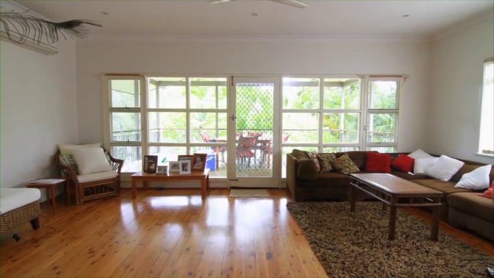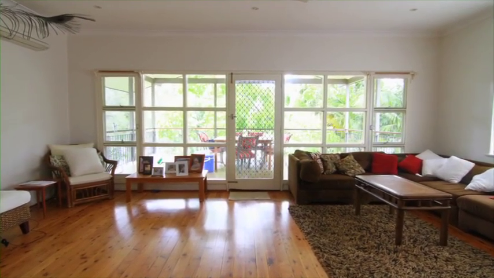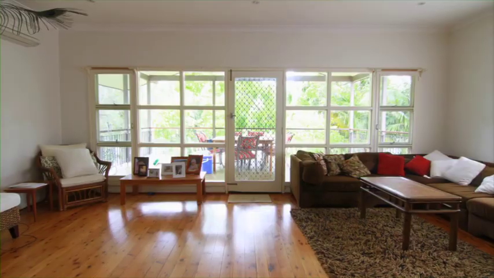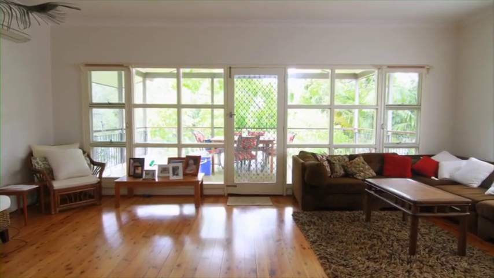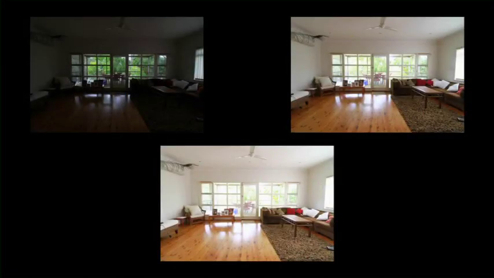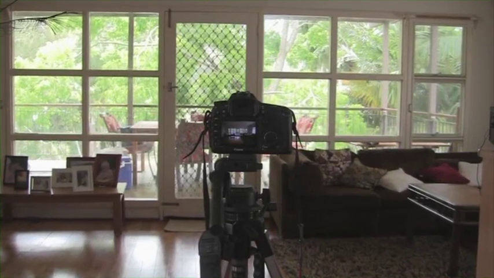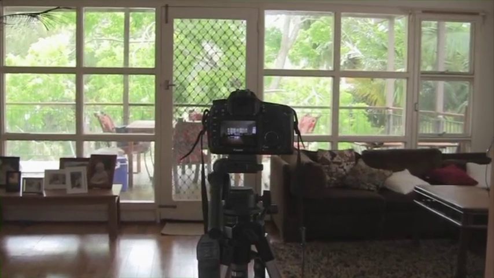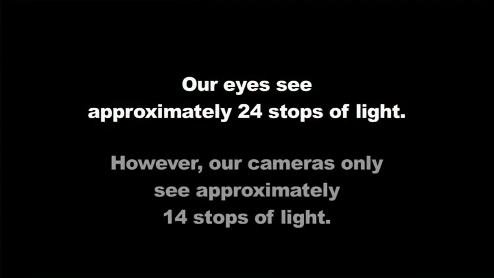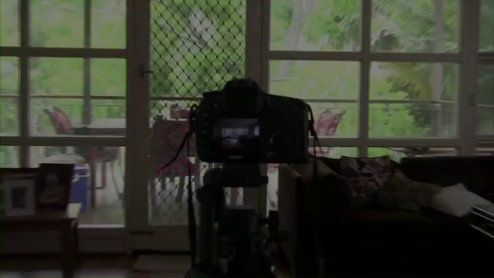This is a common scene with photographers and a very common problem. You have a scene in front of you that is very hard to expose for. The camera is torn between exposing for the bright sunny day outside and exposing for the darker interior. There is an explanation. We are born with this super camera in our head. It's better than any Sony, Canon or Nikon. Our eyes see about 24 stops of light, but unfortunately our cameras see only about 14 stops of light. So you have a problem.